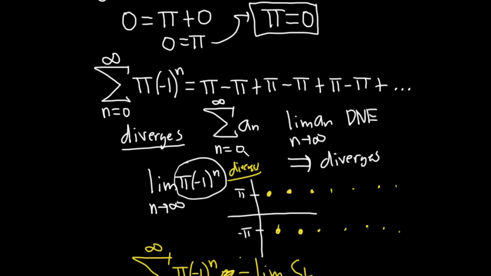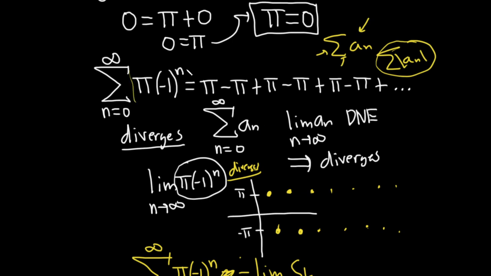Absolute convergence basically means if you take the absolute value, so if you have a series and you look at this series here, the absolute value of a sub n, if this series converges, then we say the original series converges absolutely. So not the case here, right? If you take the absolute value here, you're just going to get pi plus pi plus pi plus pi plus pi forever, which is going to be, you know, infinity. So it's not going to converge absolutely. So this series does not converge absolutely, so you cannot rearrange the terms.